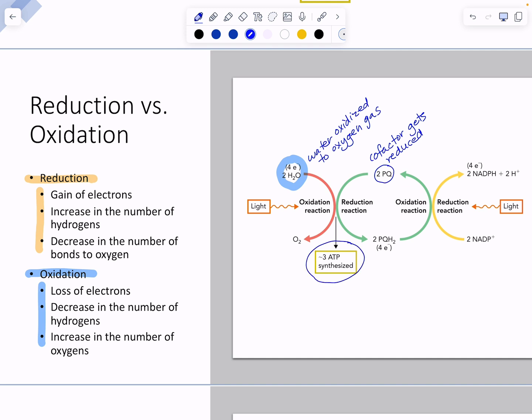All right, so now I have my reduced cofactor, and that's going to be able to pass electrons, these 4 electrons, to a cofactor NADP+. So these are reactions in photosynthesis that are going to be able to pass the electrons now to the NADP. And so we get that reduced.